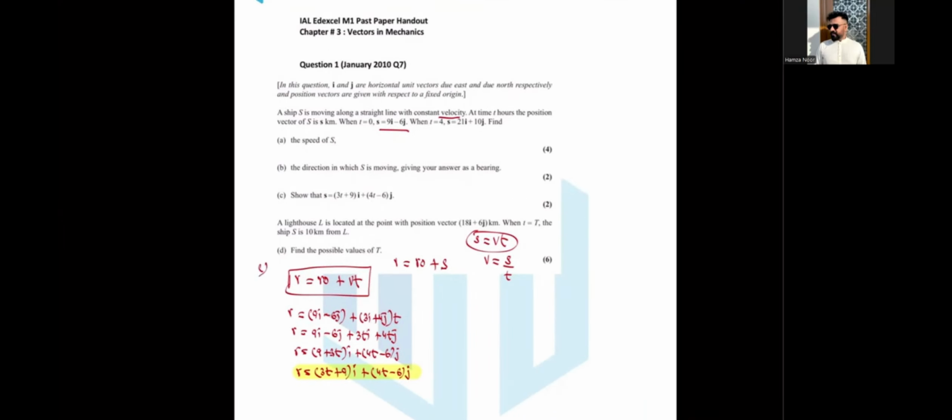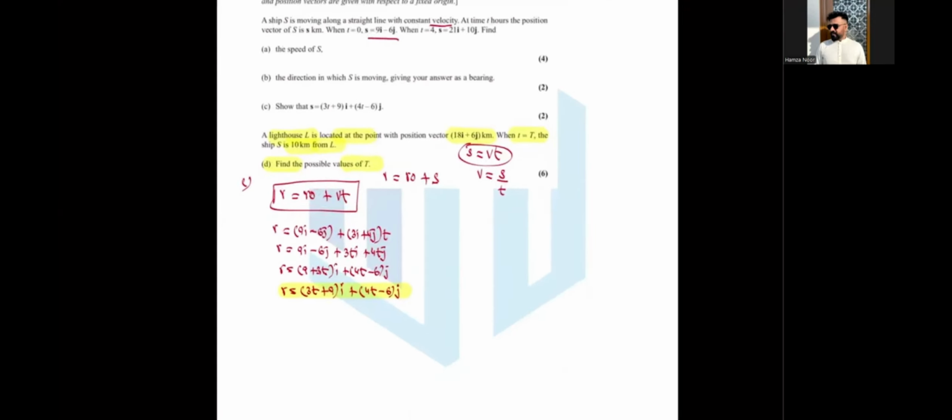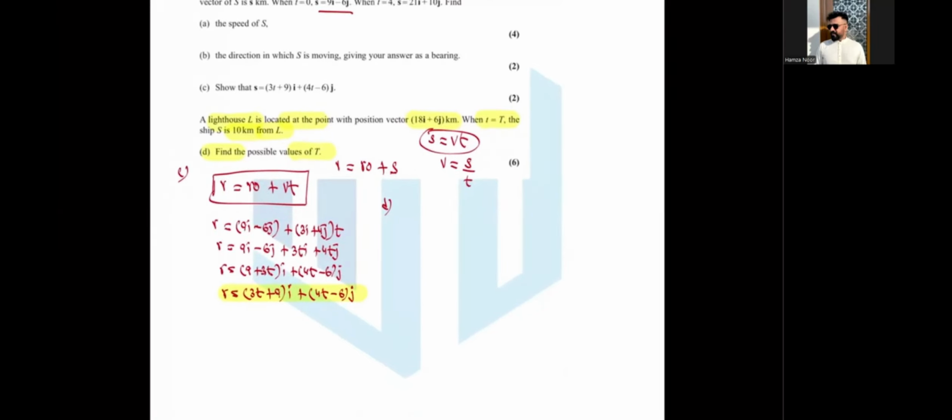So now let's move on to part D. Before part D, we have some information that a lighthouse L is located at the point with position vector 18i plus 6j kilometers. When t is equal to capital T, the ship S is 10 kilometers from L. The requirement of part D is to find the possible values of T. First of all, in order to solve this part D, I'm going to make a sketch for your ease. Okay, so let's say we have the x axis over here.